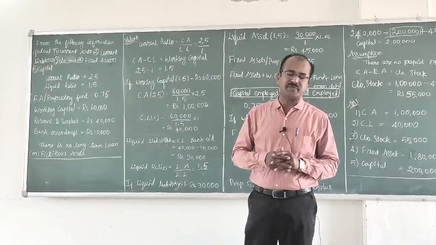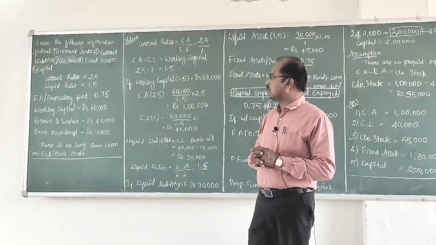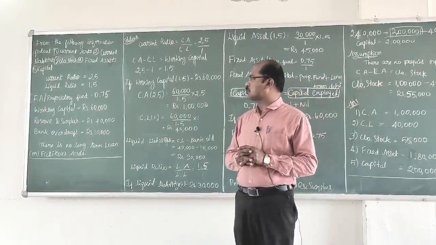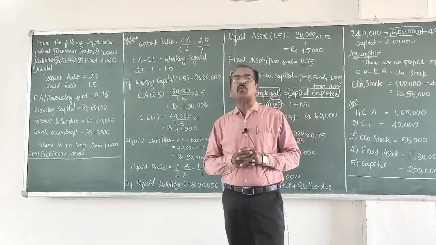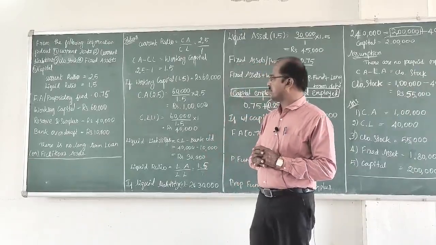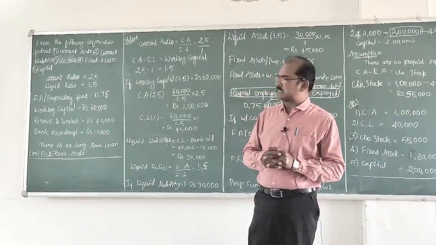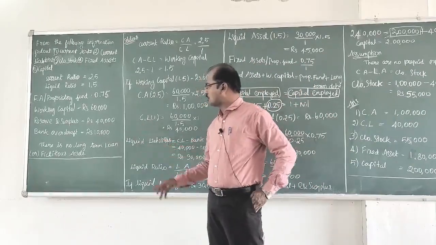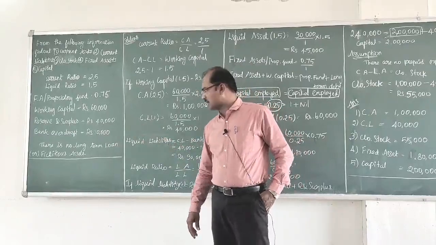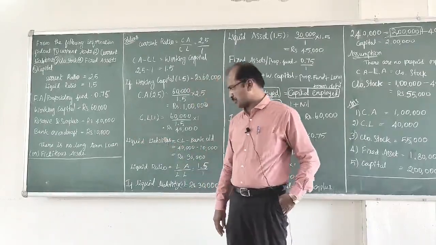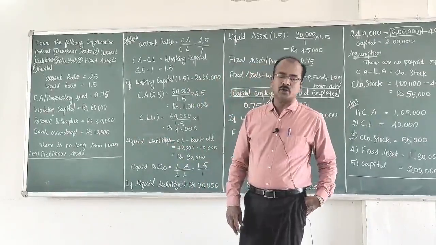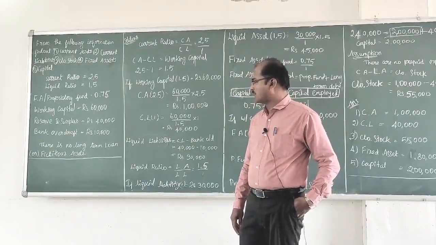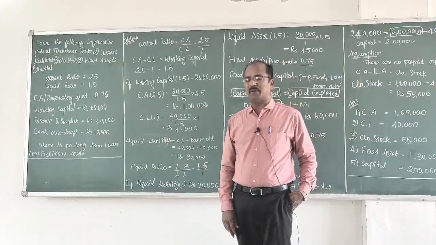Current ratio 2.5 times. Liquid ratio 1.5 times. Fixed assets to proprietary fund, it is 0.75 times. Working capital is amounted 60,000 rupees. Reserves and surplus is amounted 40,000 rupees. Bank overdraft amounts to 10,000 rupees. They have also mentioned that there is no long-term loan or fictitious assets in the problem.